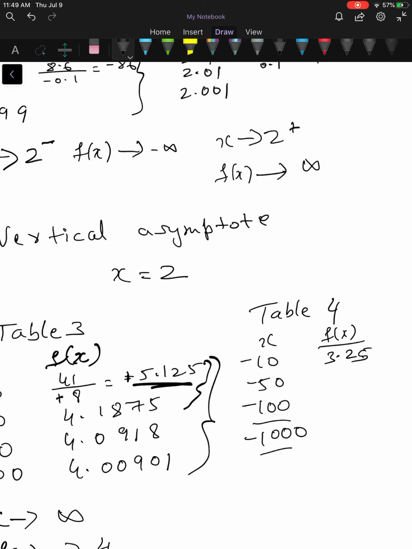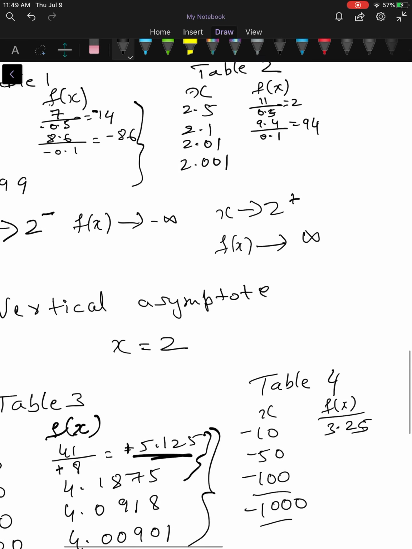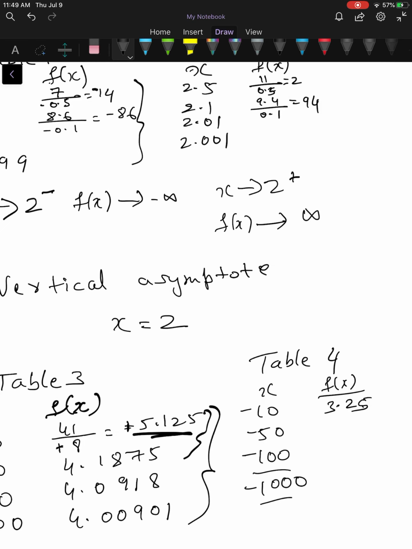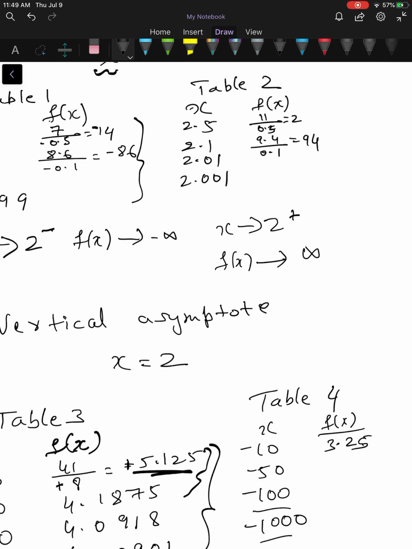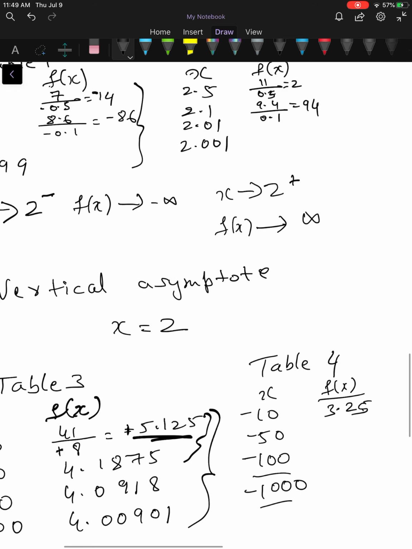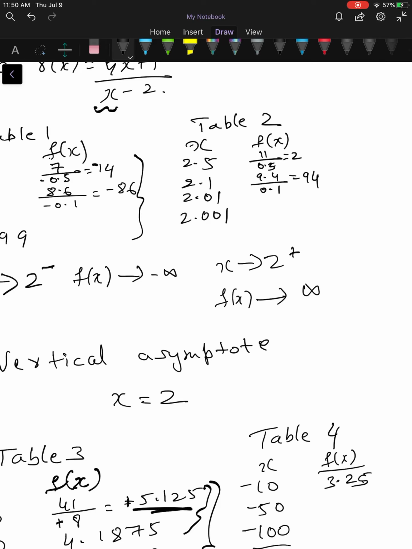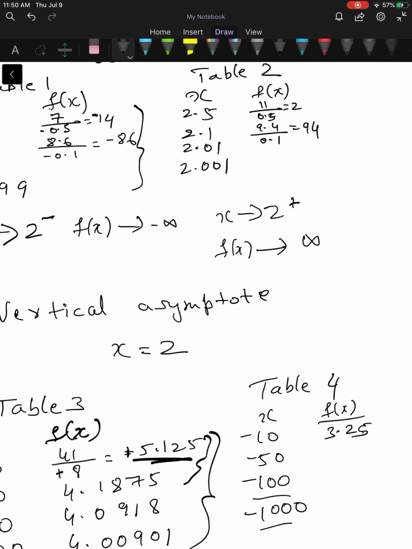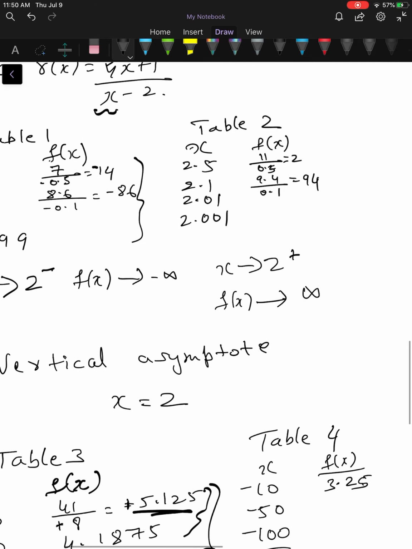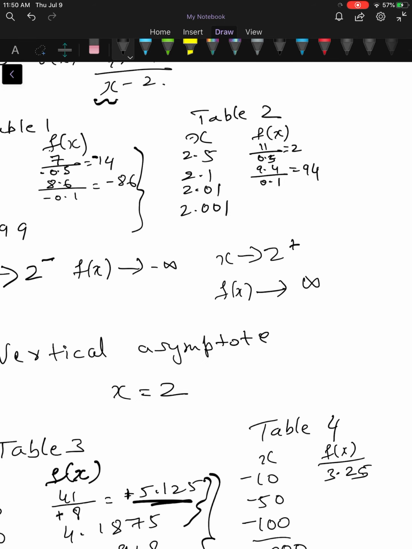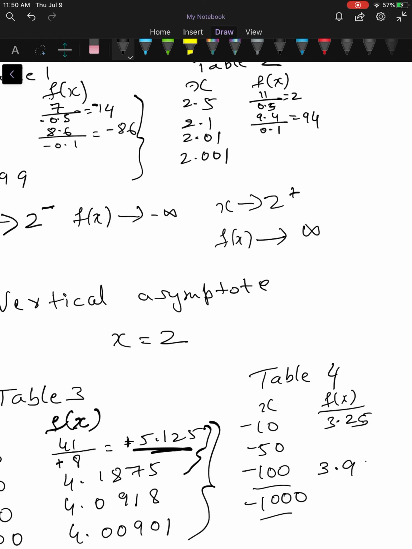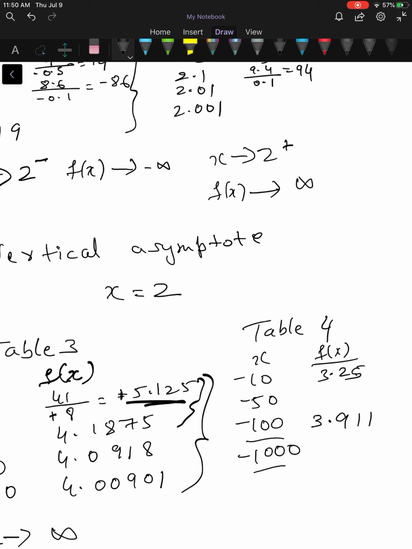So negative 100. Negative 400 plus 1 was negative 399 in the numerator, divided by negative 100 minus 2 would be negative 102, correct? So that would be 3.911.